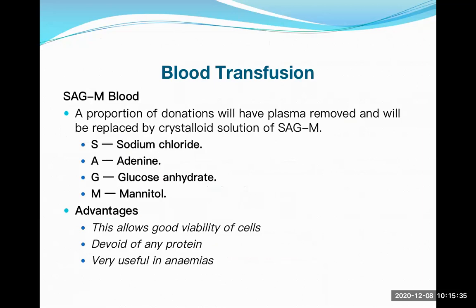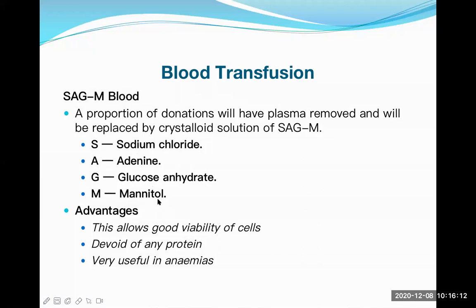Now, before moving further, let's talk a little bit once again about this SAGM blood. What is the full form of this? Okay, it is an important question from the exam point of view, especially in the MCQ part. A proportion of donations with the plasma removed will be replaced by a crystalloid solution of SAGM. S stands for sodium chloride, or you can also remember it as saline, normal saline, okay? A stands for adenine, G stands for glucose anhydrate, or simply glucose, and M for mannitol.